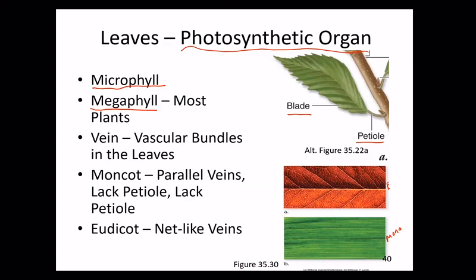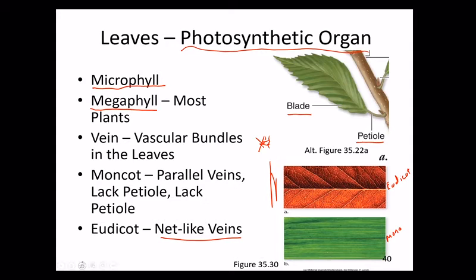Eudicot leaves, on the other hand, true dicot leaves, are going to show net-like veins. Okay, and so you look at the close-up of the leaf here, you can see the network of veins that come out of there and the branching of the vascular tissue, which is going to increase the efficiency. So it's going to be more efficient in its process of delivering the nutrients and collecting the sugars.